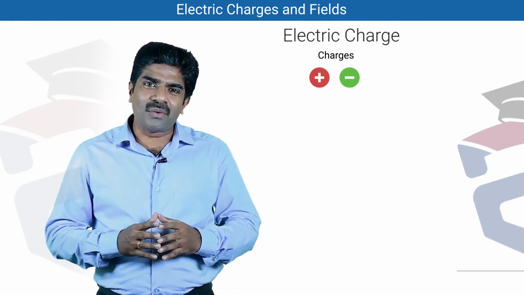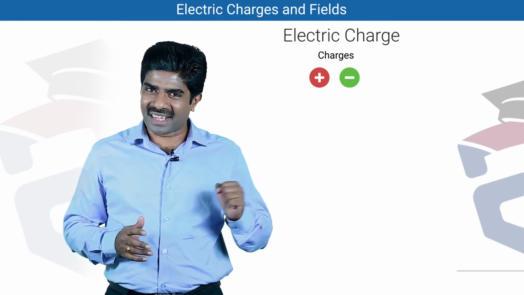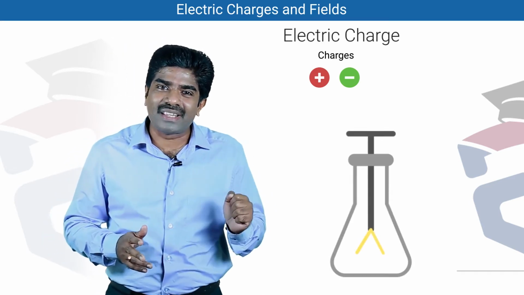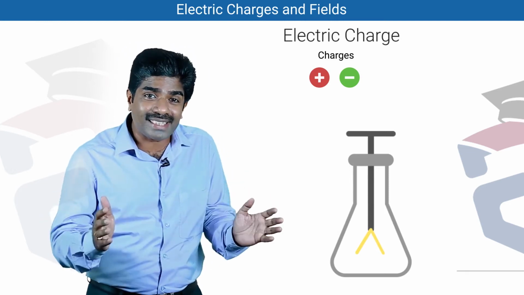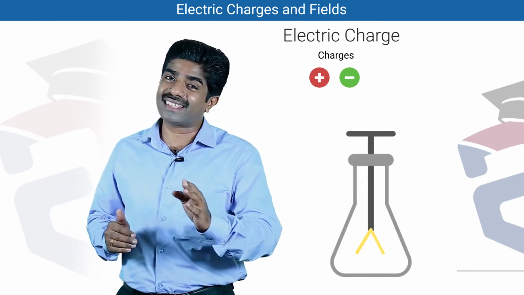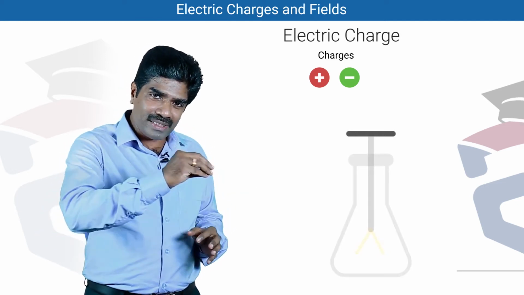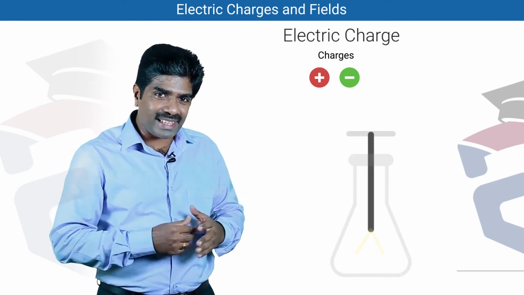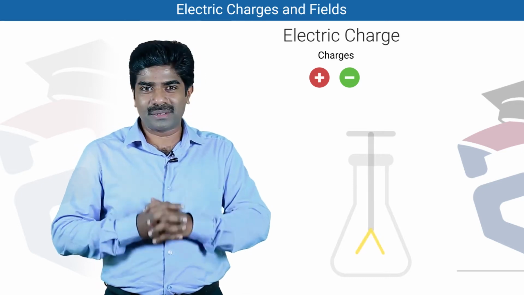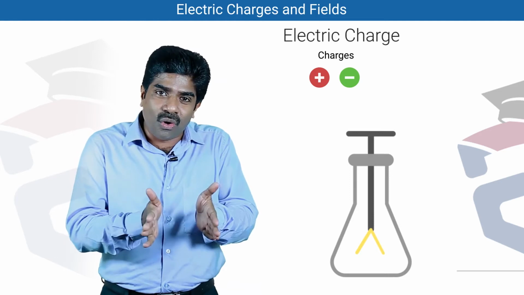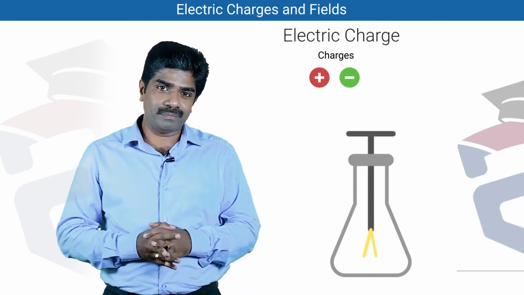Is it possible to identify whether a body is charged or not? Yes. Gold leaf electroscope is a device used to detect whether a body is charged or not. Gold leaf electroscope has a metal bulb, a metal conductor and gold leaves. If the instrument is not charged, the gold leaves are in collapsed state.